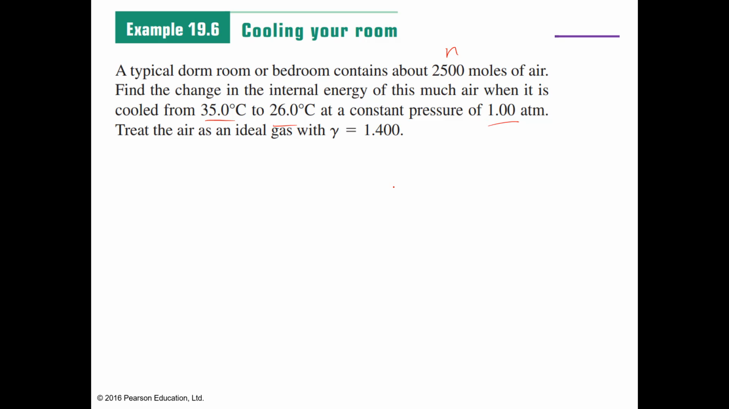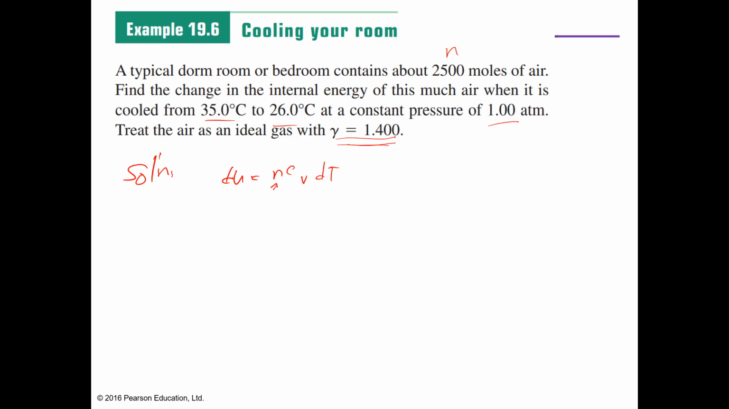Treat the air as an ideal gas, a diatomic ideal gas, where we can use gamma as 1.400. Okay, so what we are looking for, the solution. What we are looking for is the change of internal energy, and it is equal to nCv dT, right? The change of internal energy is equal to nCv dT.